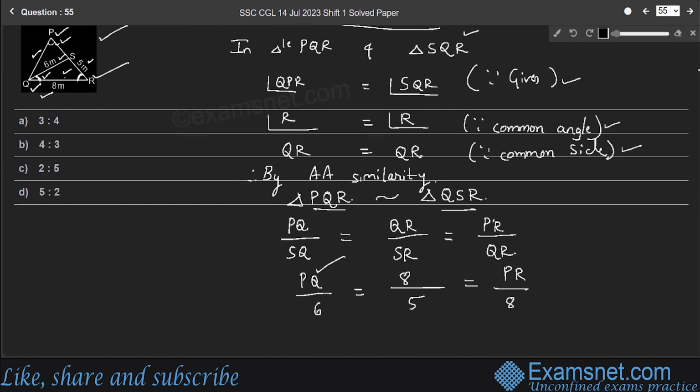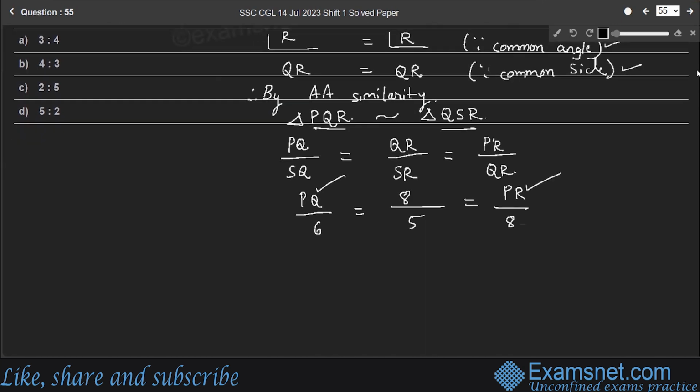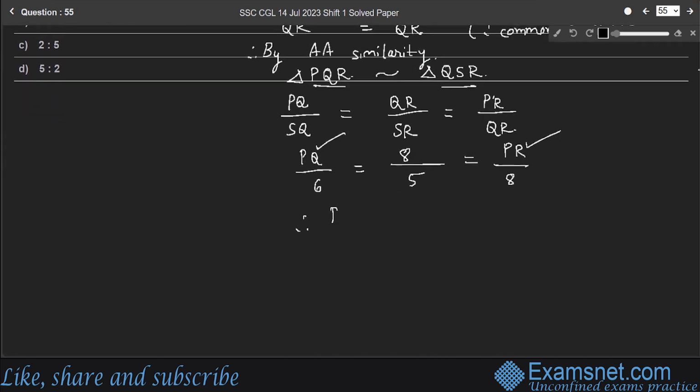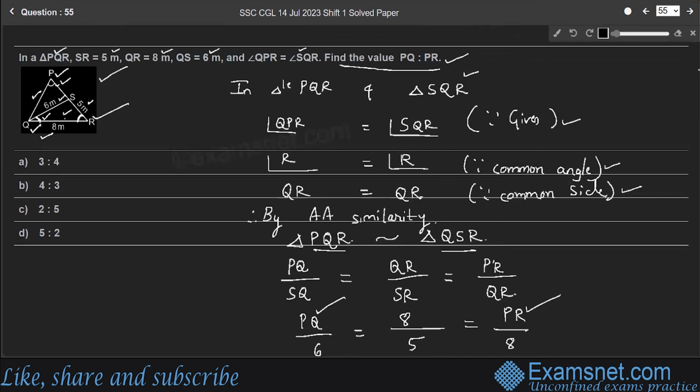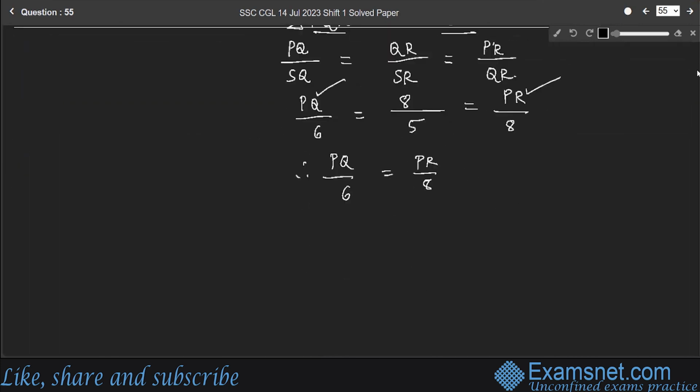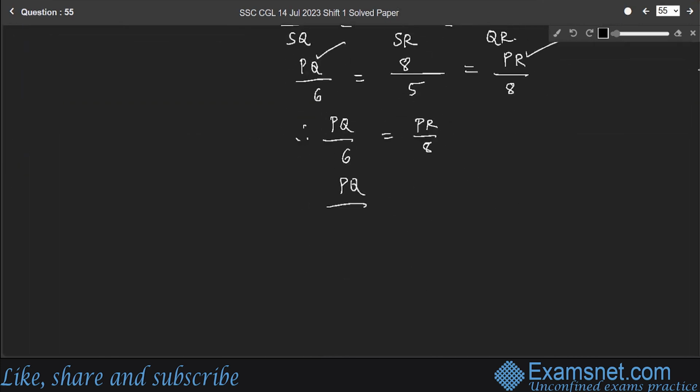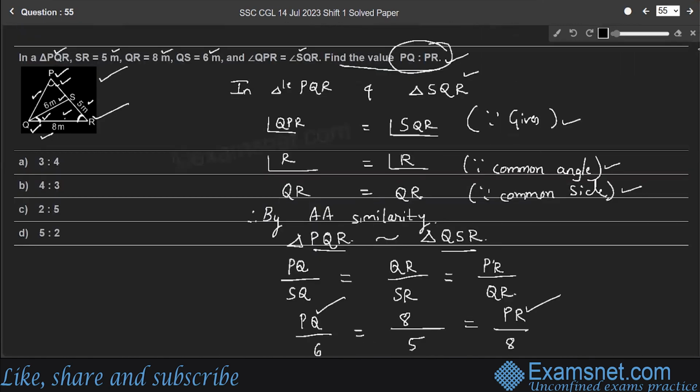Now take the first and the third ratios. Therefore, PQ by 6 is equal to PR by 8. We need the ratio between PQ and PR. PQ by PR is equal to 6 by 8. Therefore, PQ is to PR is equal to 3 is to 4. 6 is to 8 means 3 is to 4. Therefore, the answer is 3 is to 4, option A.